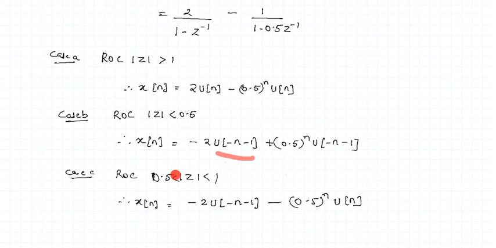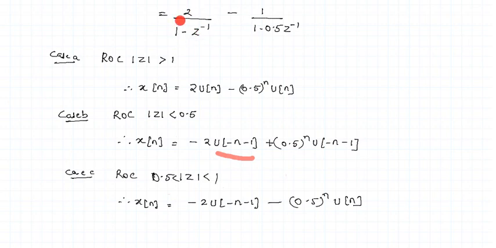Now let me analyze the third case. For the third case, look at the pole value for the first part of the equation. The pole value here is 1, so the pole is at 1. And where is the ROC? The ROC is between 0.5 and 1. So with respect to this pole at 1, the ROC is inside with respect to the position of the pole. So if the ROC is inside, it means that this part of the equation is representing a left-handed signal.